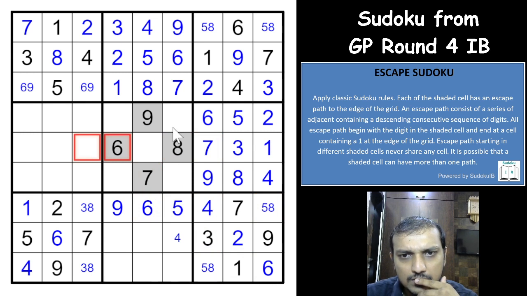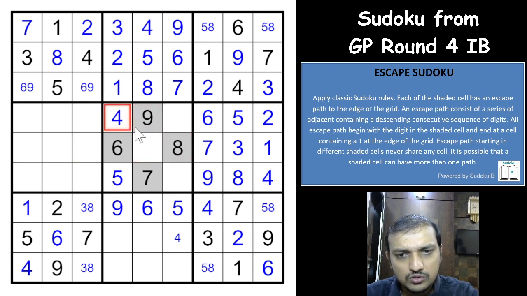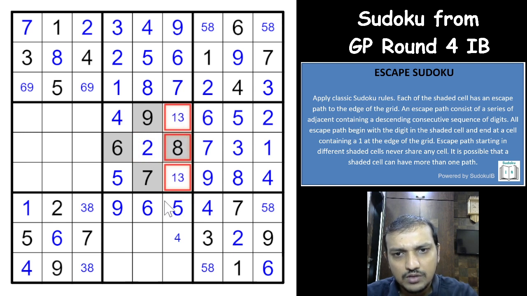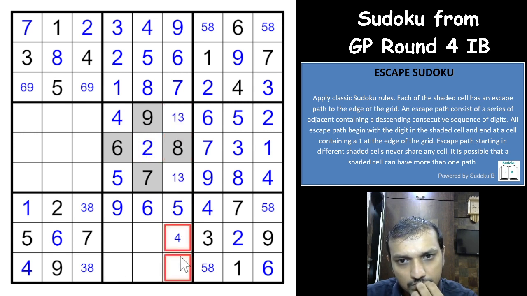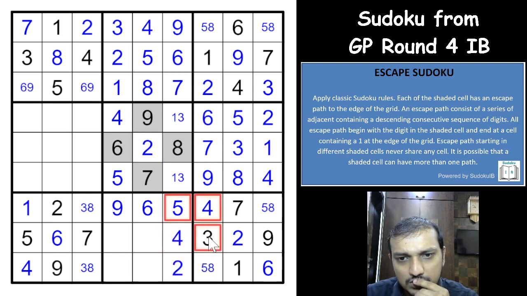And you get a 5 here. 1, 2, 3 and 4. So 1, 3, 2. This is 4. 1, 2 and 3. This is 2. You get a 1, 3 somewhere here. 2 and 4. So this is 4 and a 2. So you get 2 paths here. 5, 4, 3, 2, 1.